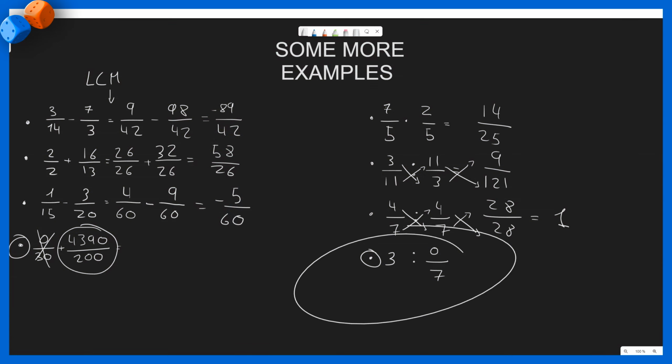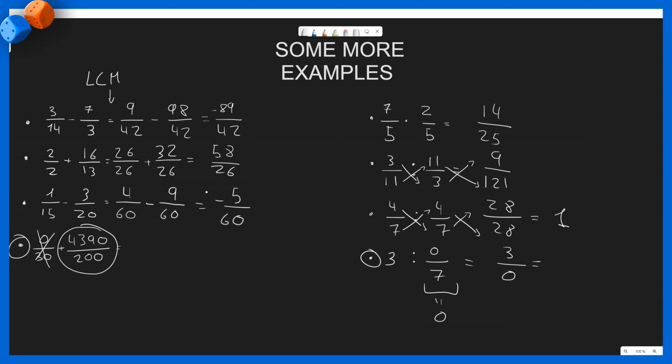And here, very important, we cannot divide by 0. You know that 0 divided by anything equals 0, so this is 0. And we know that anything divided by 0 doesn't exist. And this is how we write it doesn't exist. Be very careful if you find something like this.